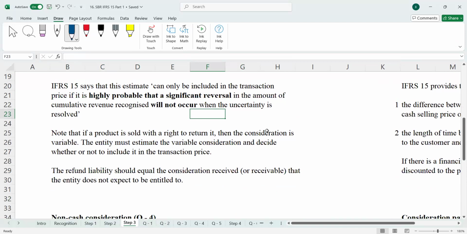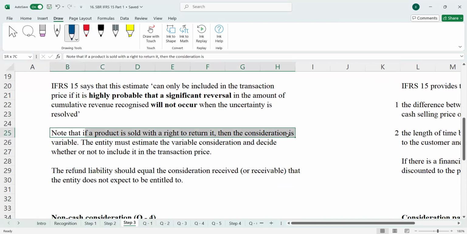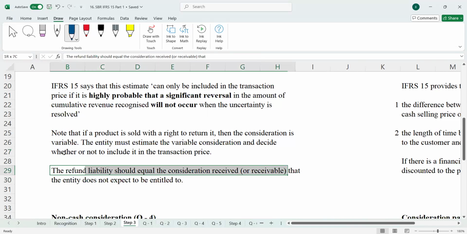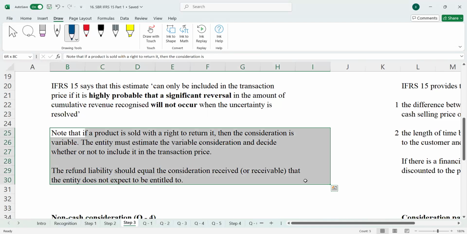Note that if a product is sold with a right to return it, then the consideration is variable. Now, the entity must estimate the variable consideration and decide whether or not to include it in the transaction price. The refund liability should equal the consideration received or receivable that the entity does not expect to be entitled to. Now, for this, we will be solving an illustration. You understood this?